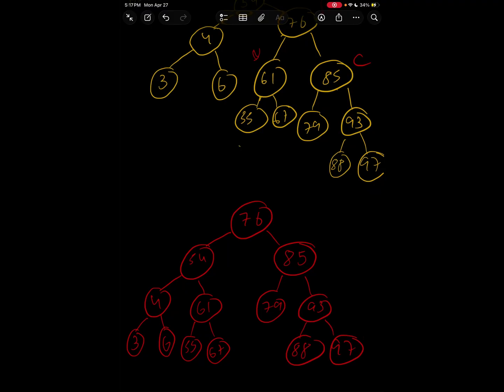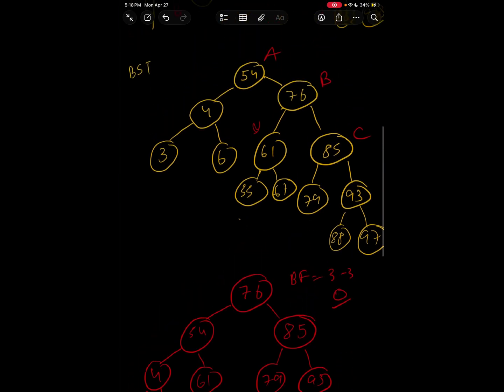And as you can see, for 76, the left height is what? Sorry, let's do the balance factor. The balance factor is 3 minus 3, which is 0. So this is valid. So that's how I do it.